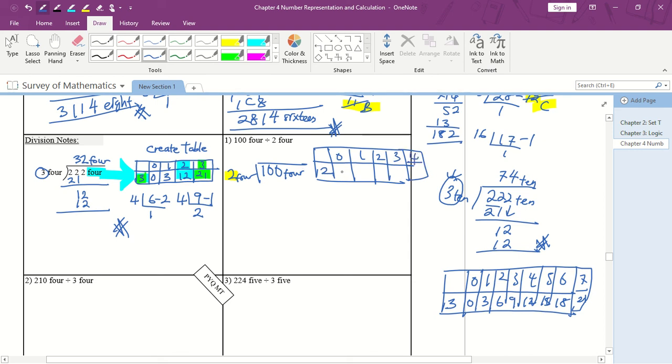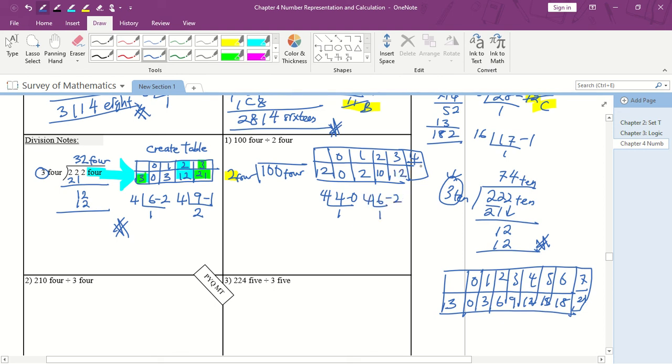Okay, let's look at here. 0 times 2 is equal to 0. 1 times 2 is equal to 2. Okay, 2 times 2 is equal to 4. But this is base 4, so there's no 4 in base 4. So 4, we need to convert, it will become 1, 0. So 1, 0. And 3 times 2 will be equal to 6. 3 times 2 is equal to 6. So 6 divided by 4, it will become 1, 2.